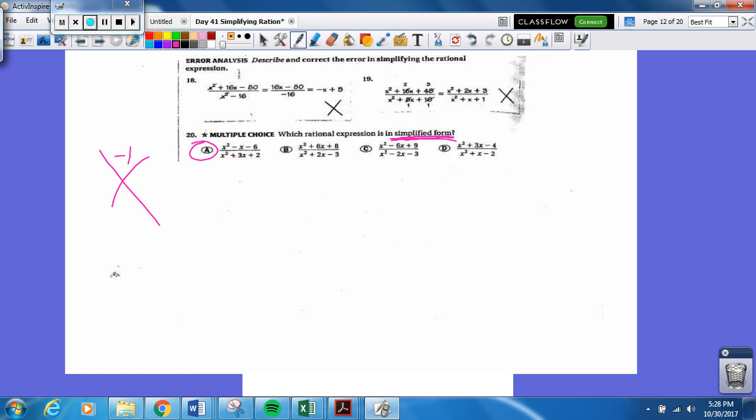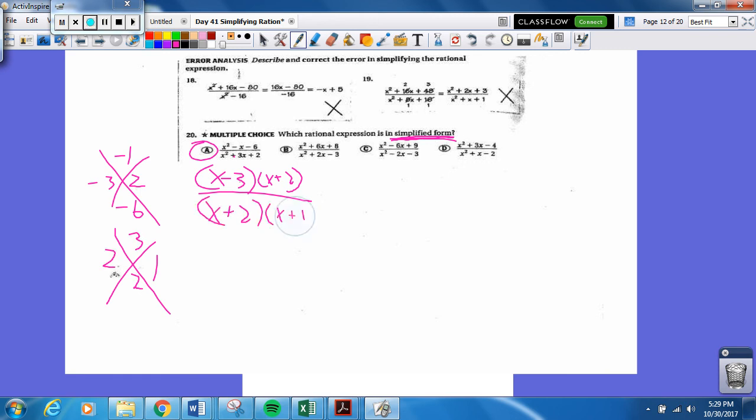All right, great. So you got negative 1 and negative 6. That would be negative 3 and 2. Yeah? So my numerator is x minus 3 times x plus 2. Boom. Denominator, 3 and 2. So that would be 2 and 1. X plus 2, x plus 1. Oh, look at that. x plus 2 divided by x plus 2 is 1, and so x minus 3 over x plus 1 is the simpler version. So I took it from here and made it simpler. So this was not in simplified form. This is the simplified form. So A is wrong, not correct. That was not in simplified form.